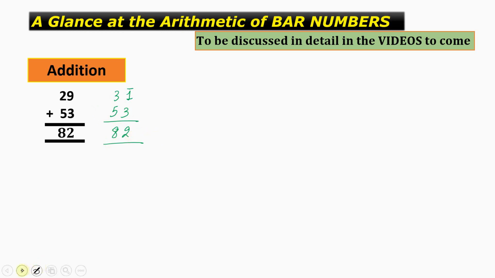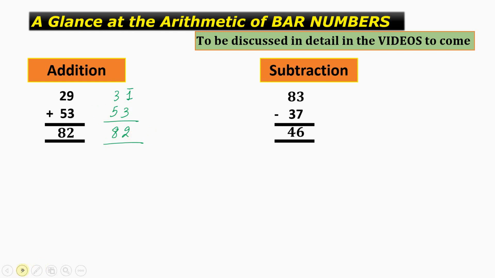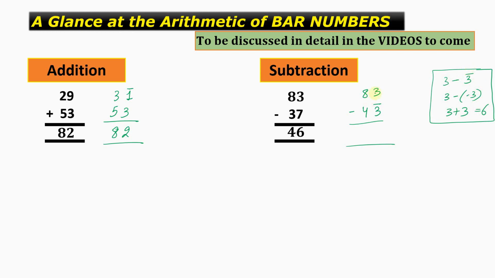Okay, let's take another very easy example of subtraction. So if we need to subtract 37 from 83, this is the older way of subtraction. By using bar numbers, we are going to write it as 83 minus 43 bar. Okay, because 37 can be written as 43 bar. Now 3 minus 3 bar is another way of saying 3 minus minus 3, which is 3 plus 3. Now this comes out to be equal to 6. All these steps have to be done mentally. Okay, so 3 minus minus 3 will become 6 and 8 minus 4 will become a 4.